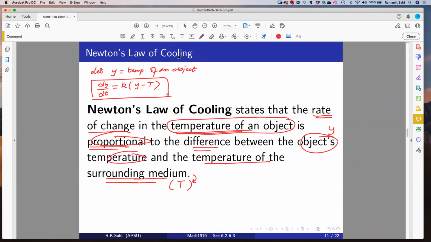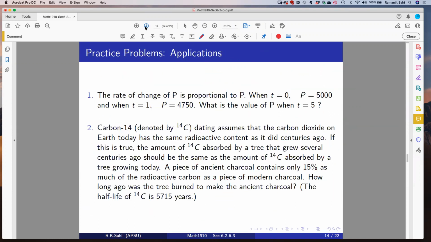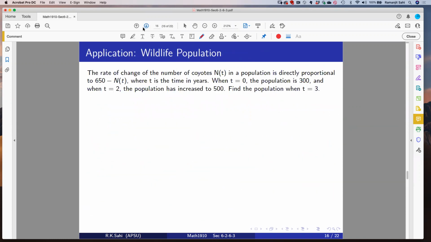The last thing I did in my last video was Newton's law of cooling, and did an example for an application for Newton's law of cooling. So today, I will be continuing on more problems, and then finally, I will be finishing this lecture with logistic differential equations. So let's look at another differential equation problem, which is called a wildlife population.